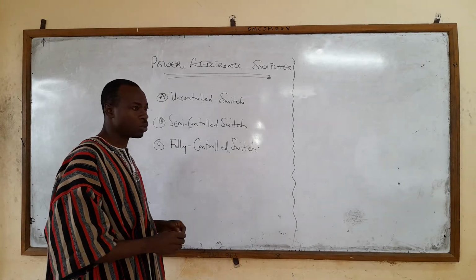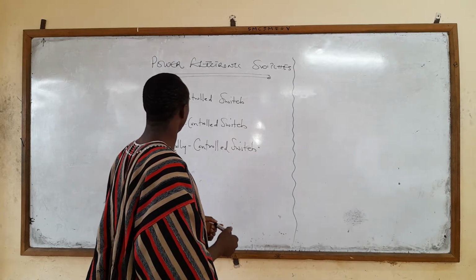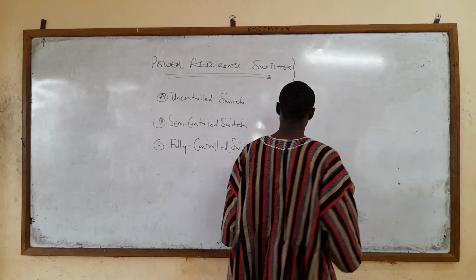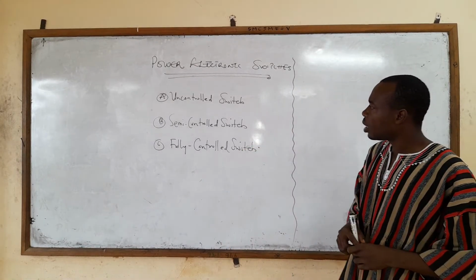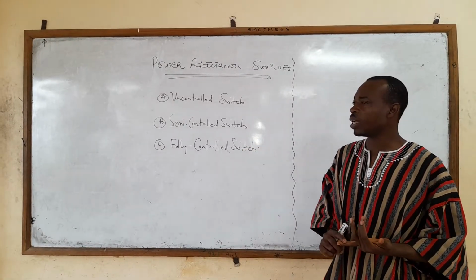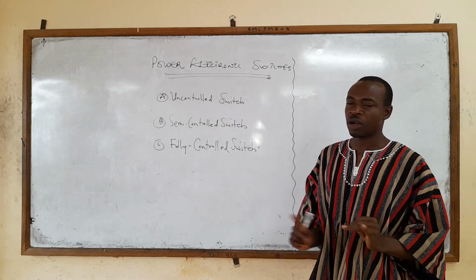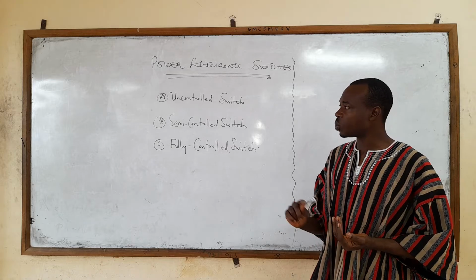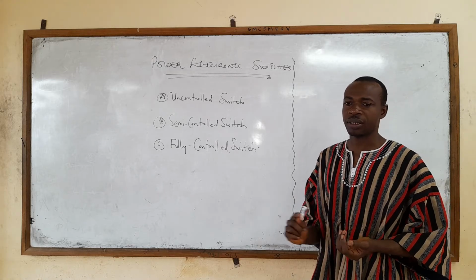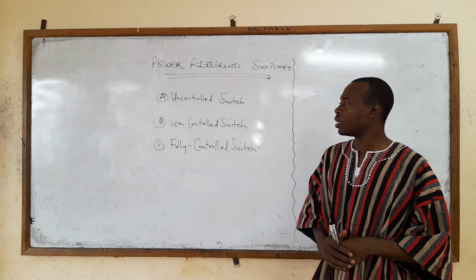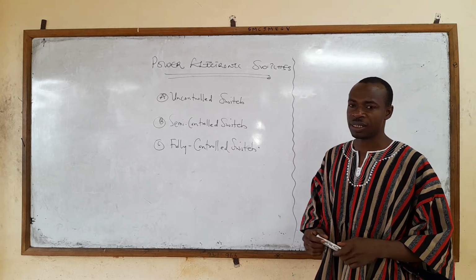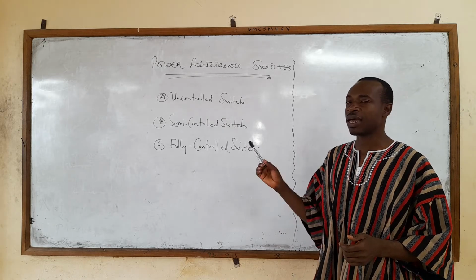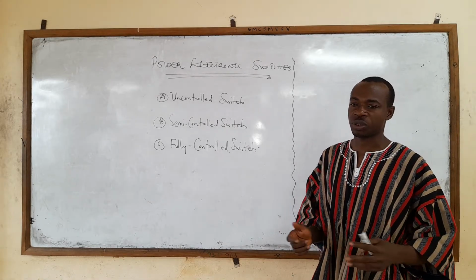Now, the first one is what we call an uncontrolled switch. What is an uncontrolled switch? For an uncontrolled switch, the turn on and the turn off cannot be controlled. Meaning, if you want the switch to turn on something or to turn on a circuit, it can never be controlled by any kind of means. The only means by which it can be controlled is the internal structure of that kind of switch.